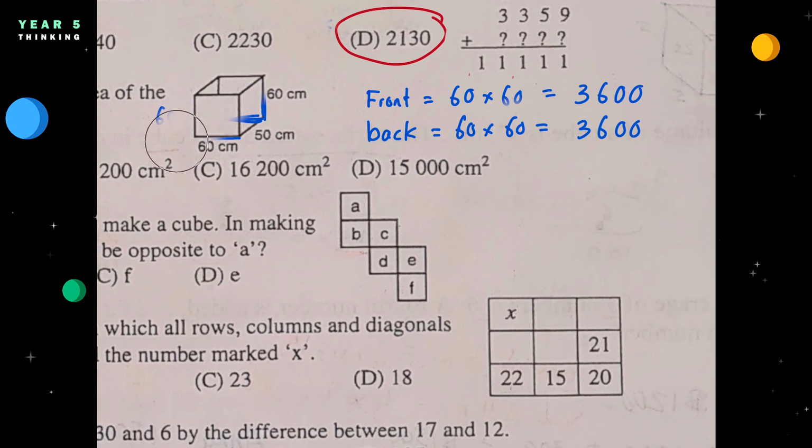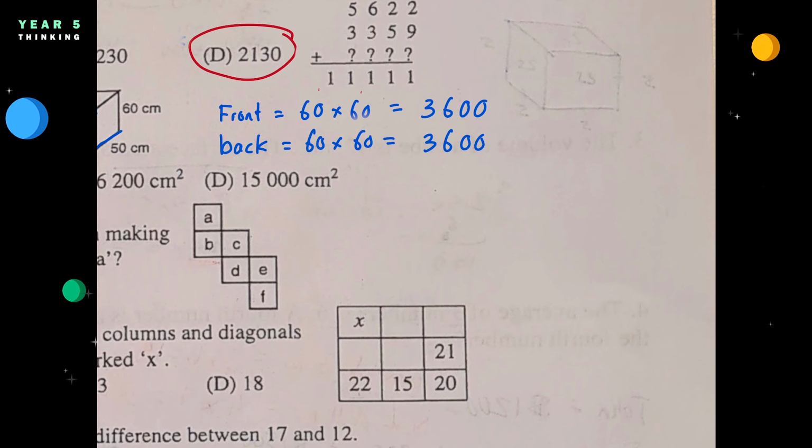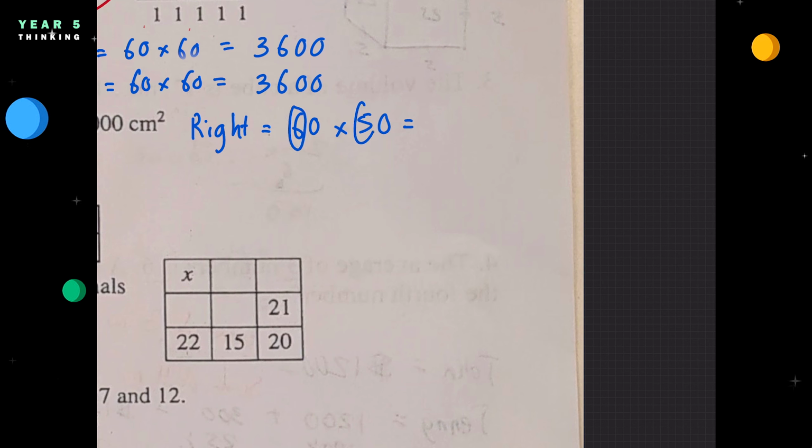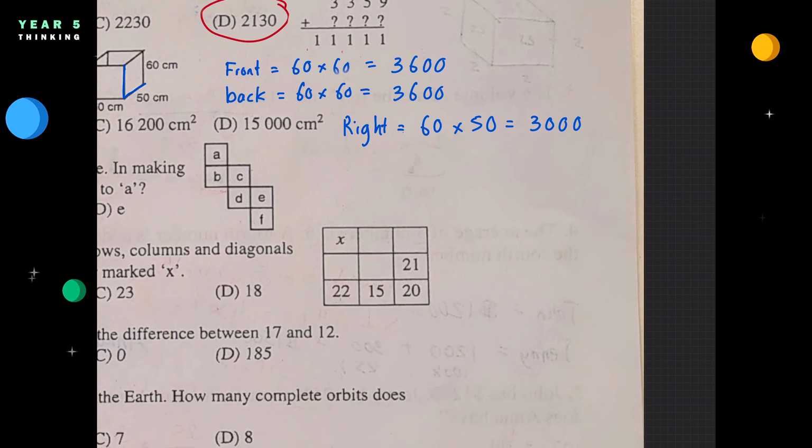Now let's look at the left face and the right face. The right face, this one here. It's made of 60 and 50. So I'm going to say the right face is equal to 60 times 50. Again, we just do the quick method. 6 times 5 is 30. And we have 2 zeros, so we put 2 zeros at the end of 30. So we get 3,000. And the left face must also be the same, which is again 3,000.